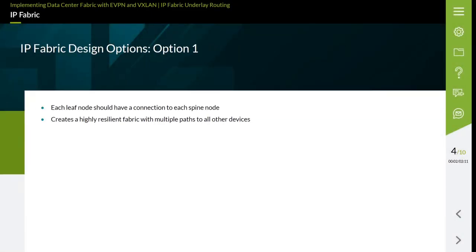To maximize the throughput of the fabric, each leaf node should have a connection to each spine node. This ensures that each server-facing interface is always 2 hops away from any other server-facing interfaces. This creates a highly resilient fabric with multiple paths to all other devices.